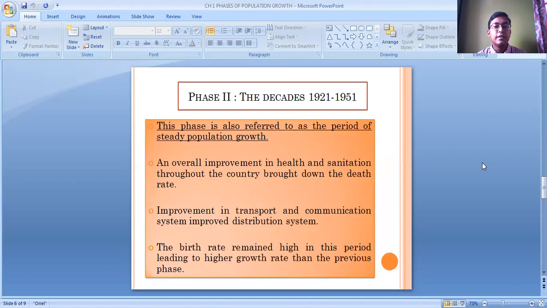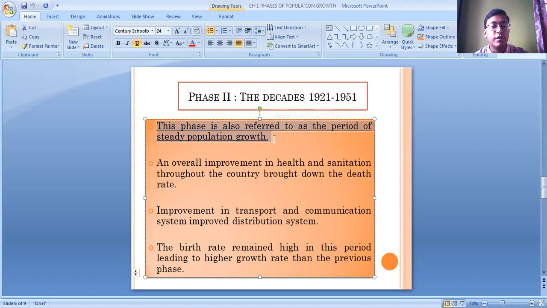The next phase, phase 2. The time period of this phase 2 is 1921 to 1951. This period is referred to as the period of steady population growth of our country. In this period, the population of our country started increasing steadily. Why? Because in this time period, the medical facilities of our country started improving. The health and the sanitation facilities of our country started improving.